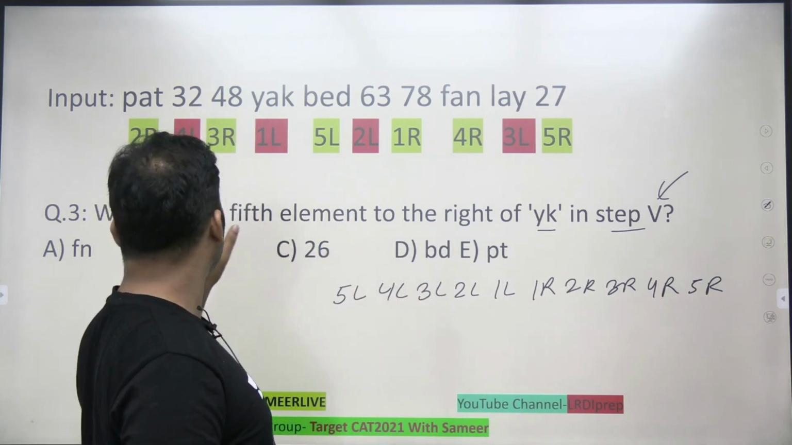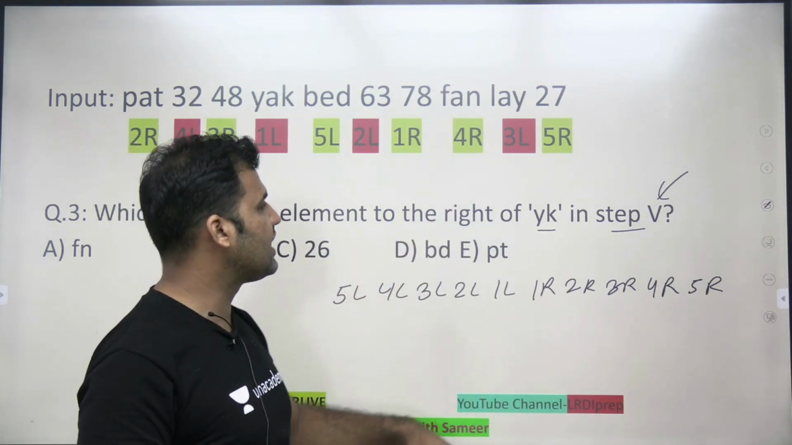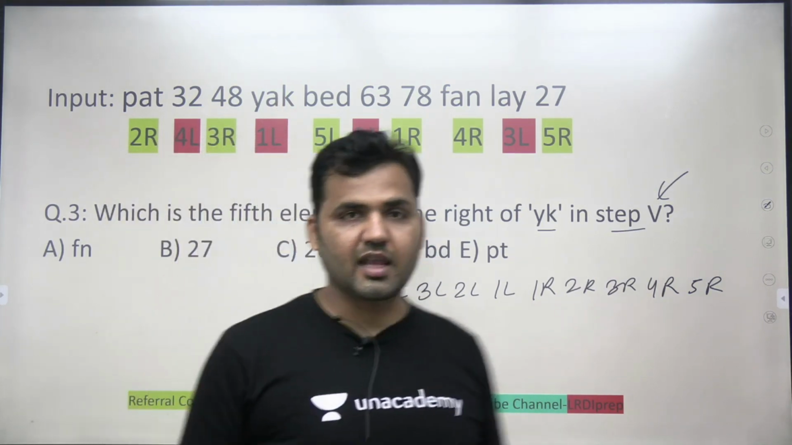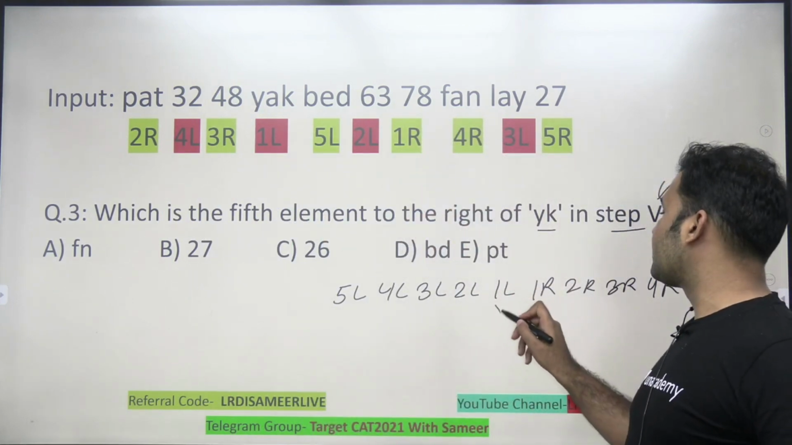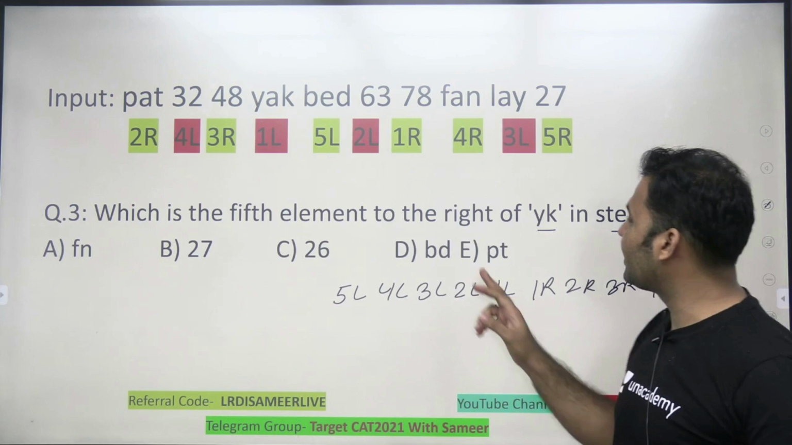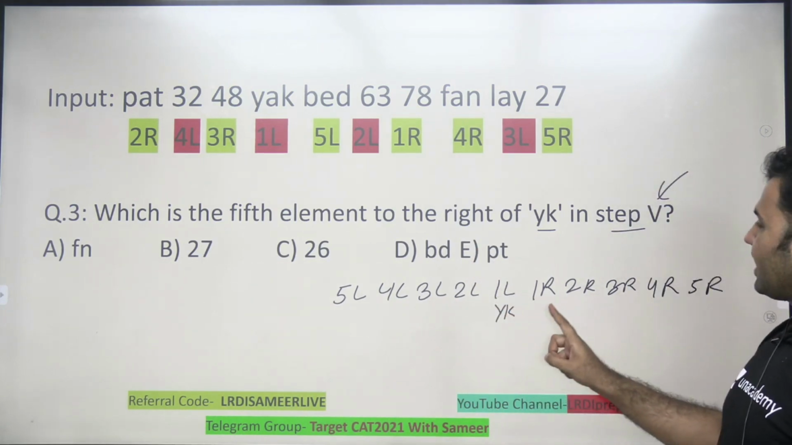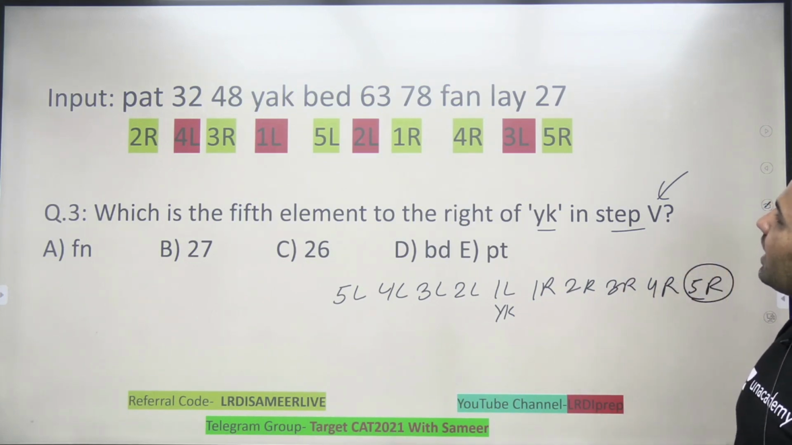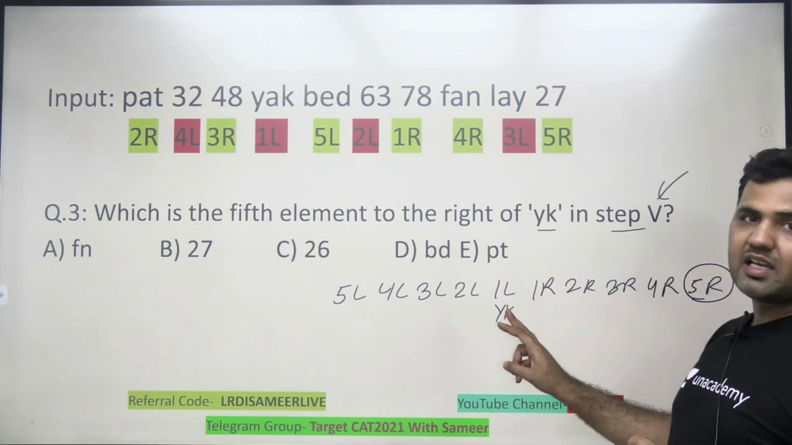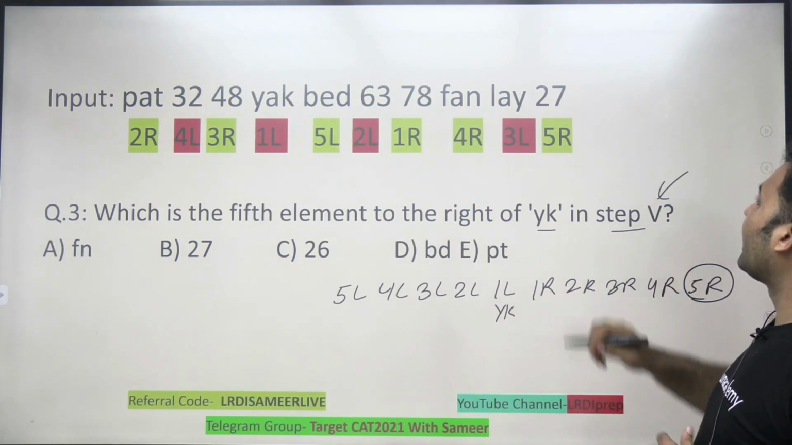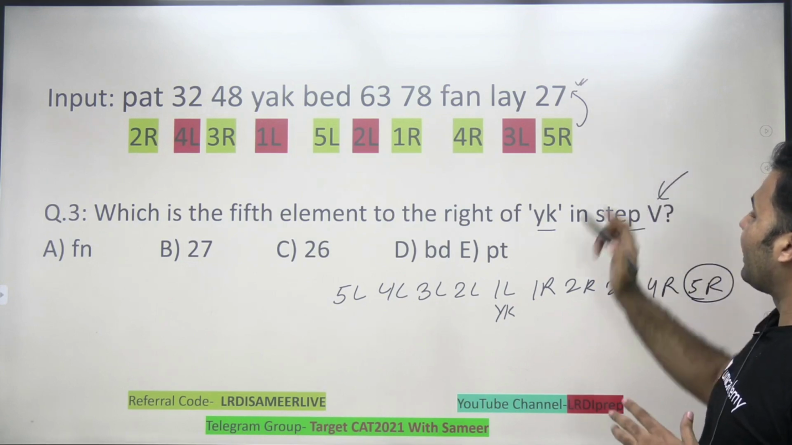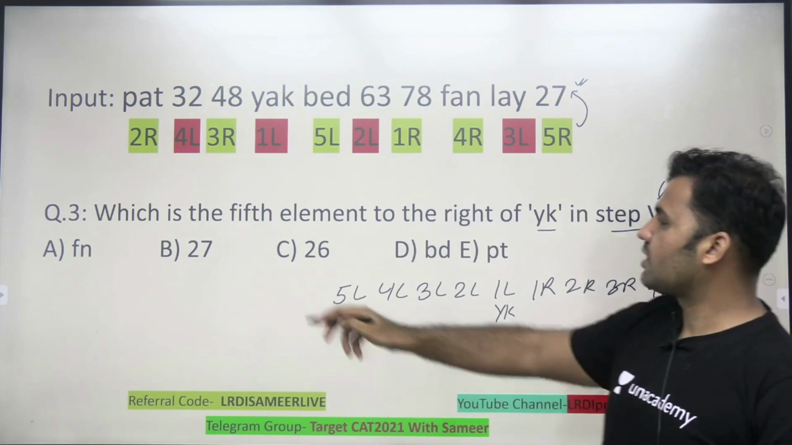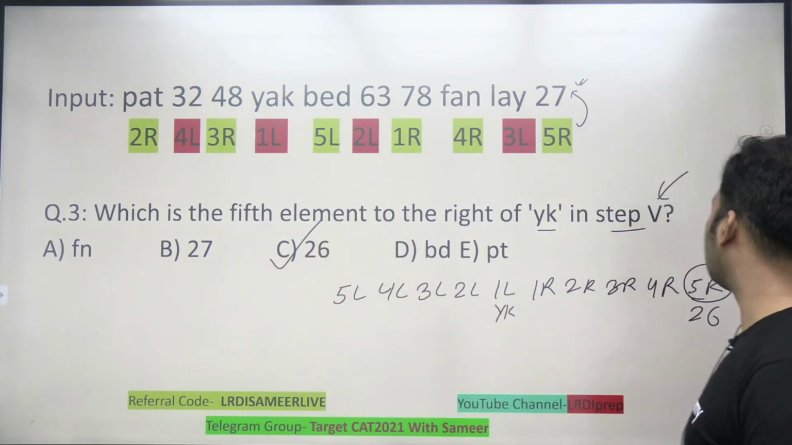Now I'm supposed to answer which is the fifth element to the right of YK in step 5. Look at the word YK. It is positioned as 1L. The ranking of 1L is YK. I'm looking for the fifth element to the right of YK: first, second, third, fourth, fifth. That is 5R. The element ranked as 5R will be the fifth element to the right of 1L, and that fifth R ranked is 27. When this is moved to the fifth R, it will be written as 26. So the answer to the question is option C. That's it. C is the correct answer.